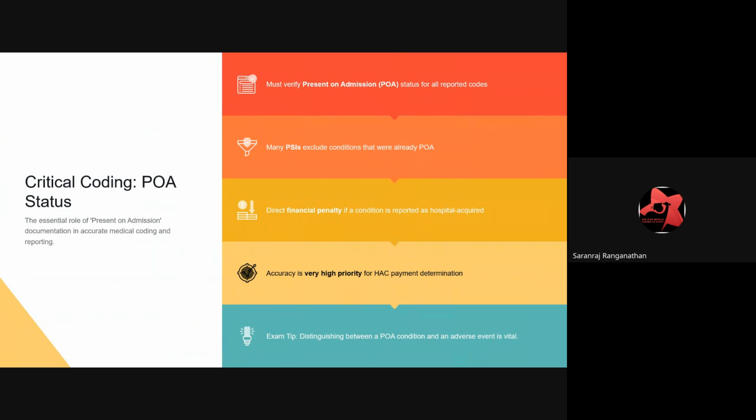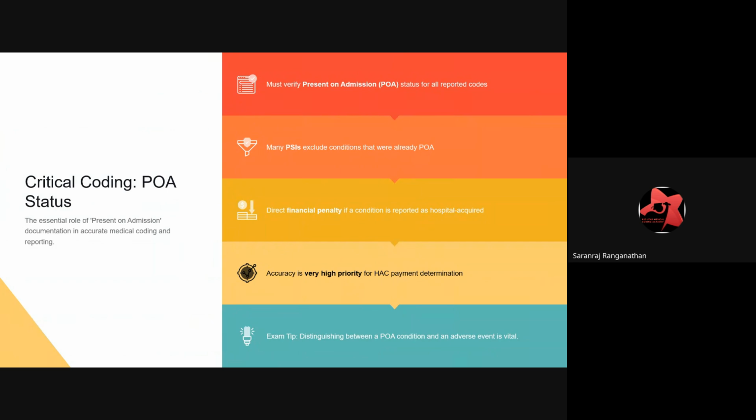So how is this POA used, especially when combined with the PSI indicator and HAC? This is a little interesting. First I must verify the present on admission status for all the reported codes: the principal diagnosis, secondary diagnosis, hospital acquired diagnosis. Sometimes the hospital acquired diagnosis may be a secondary diagnosis also. I need to verify all these first. Then I need to indicate which indicator to use, whether it is Y, N, U or W.